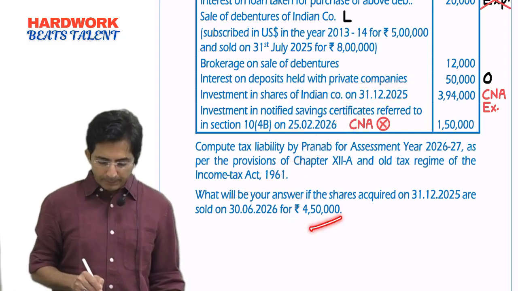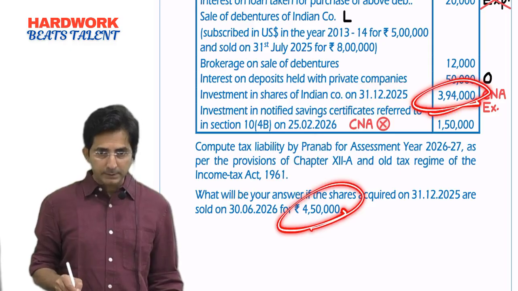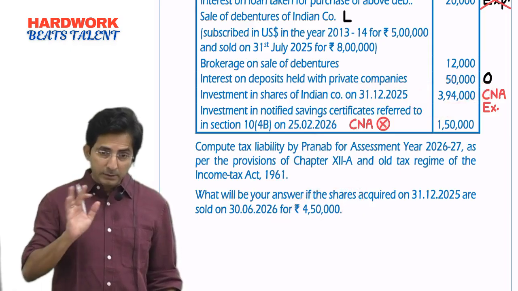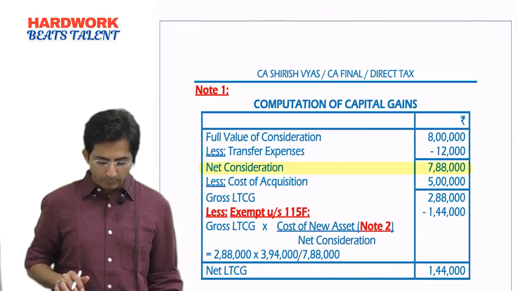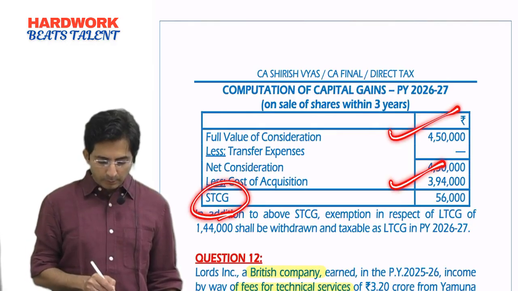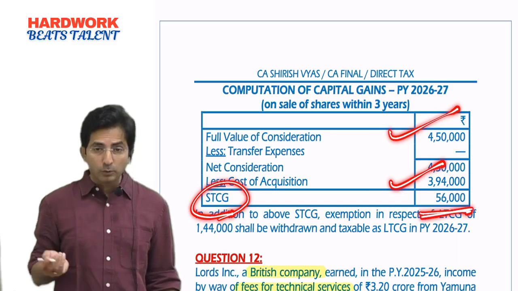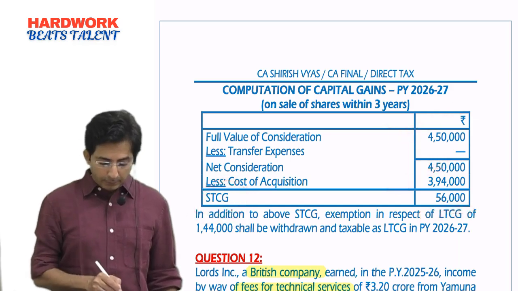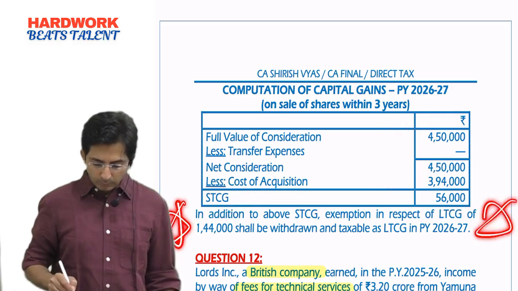And what is the capital gain? Sale price minus cost price. But the exemption will also be withdrawn. See, how will you show that? Look here. First you will calculate capital gain, and that will be short term because you sold the new Sargo in 6 months only. And later you have to write this note. See this. What is the note?